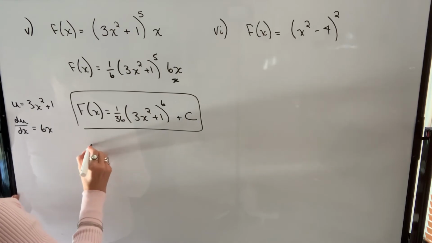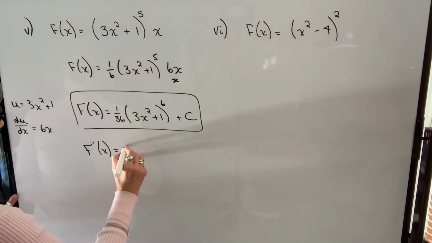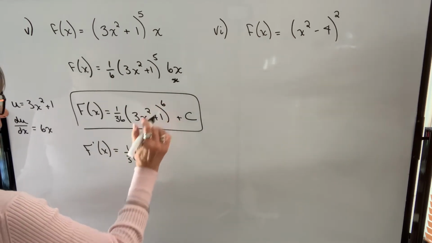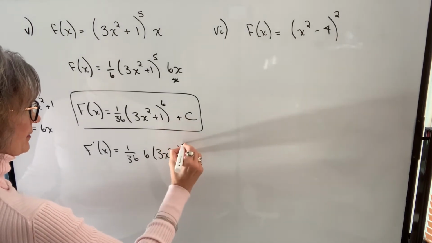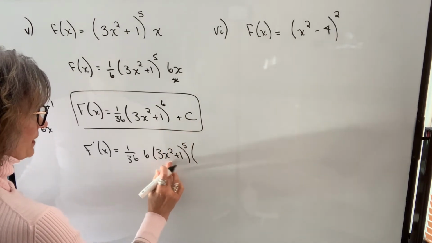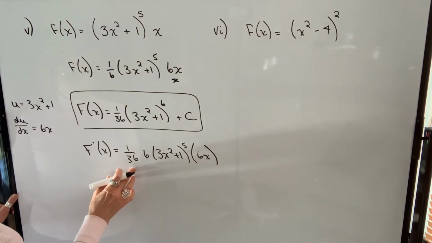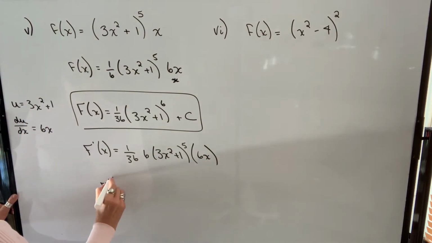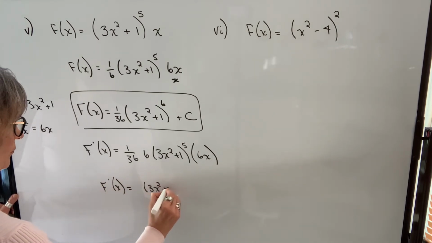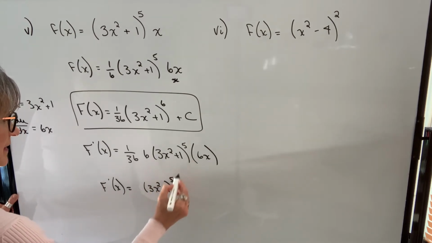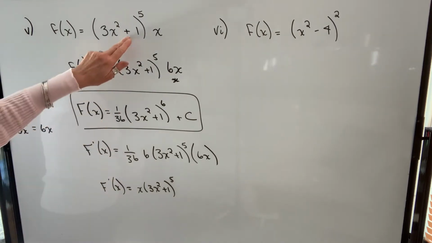Let's do a quick check. Does the derivative of this equal this? So it will be 1/36 times 6 times 3x squared plus 1 to the power of 6 minus 1 times the derivative of what's inside, which is 6x. And when I clean all of this up, I will indeed get 3x squared plus 1 to the power of 5 times x, and the x can either be in front or behind. That's what I started with.